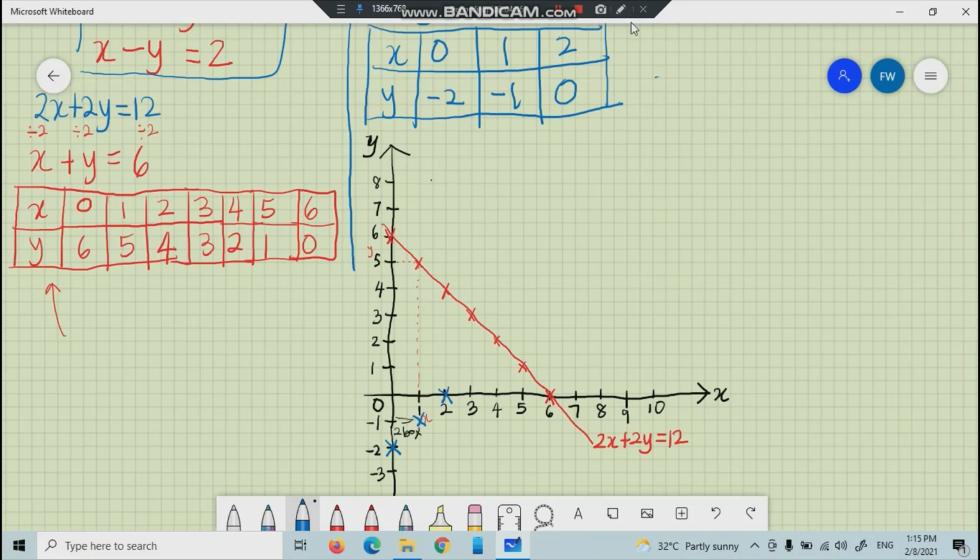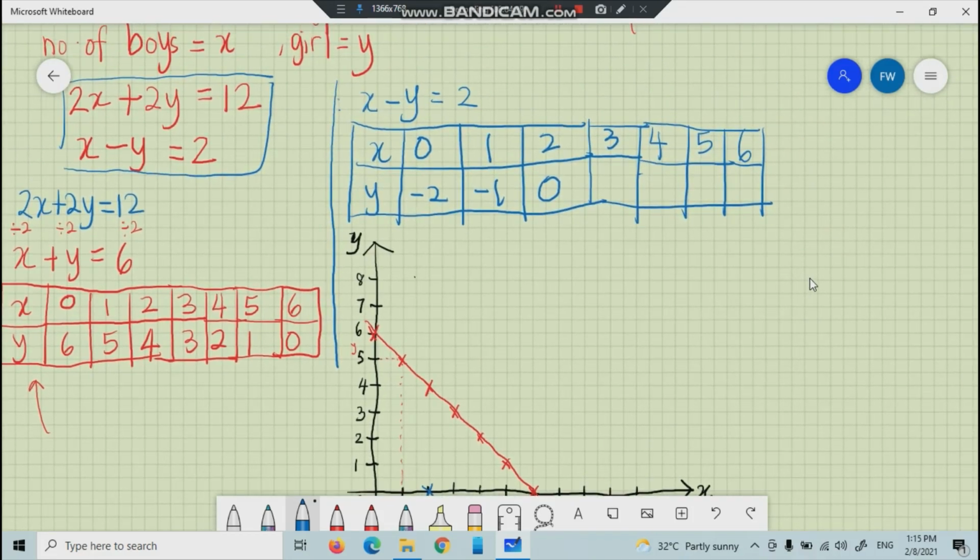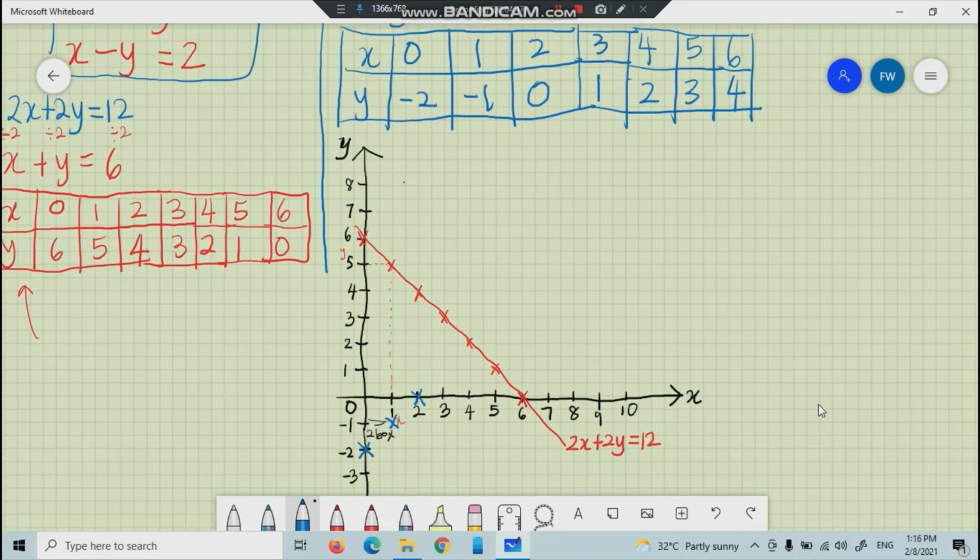So here I will add more. X is 3 until 6: 3, 4, 5, 6. When x is 3, y is 1. When x is 4, y is 2. When x is 5, y is 3. When x is 6, y is 4. So we already added the values for the blue table.